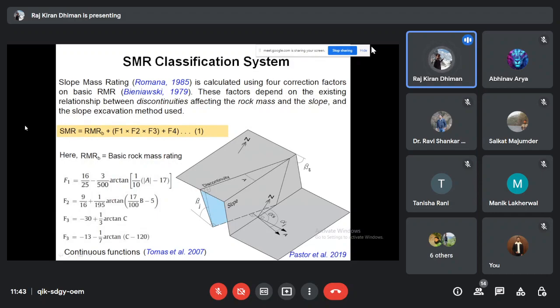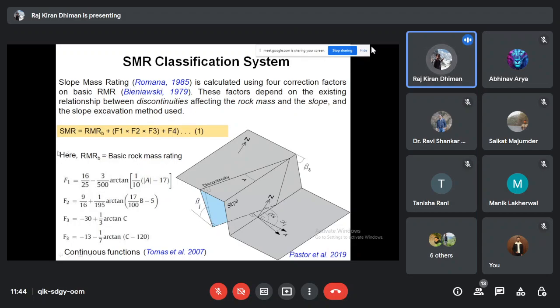See, SMR was developed in 1985, and it uses four correction factors which are applied on the RMR. So why I was explaining all those major factors in RMR in the beginning, the reason was that RMR is directly used as a base, as you can see in equation one. RMR B, don't get confused with this B. RMR B means basic rock mass rating.